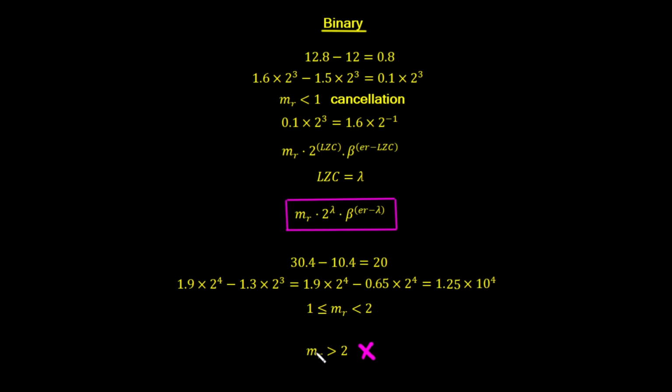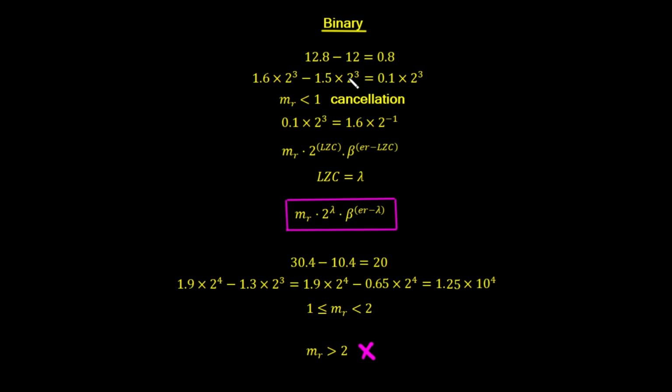Now the option MR greater than 2 doesn't exist for the same reason it doesn't exist in the decimal case. That is, the values for our two numbers already come in as a normalised number. So it means that those numbers for x and y are going to be in the range of 1 to 2. So it means whenever we subtract one from another, we're never going to get a number that's going to be greater than 2. So this just doesn't occur.